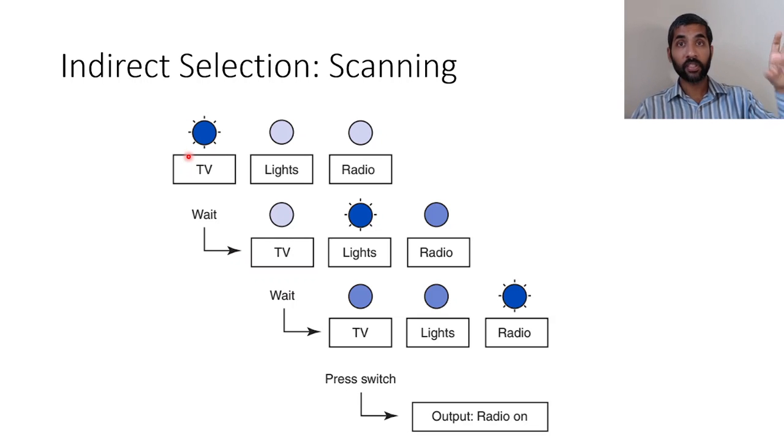And if you press the switch, the TV will be on. But if you don't, after some time, the lights switch goes on. After some time, the radio goes on. If you press when we are in this state, the TV gets on. When you press in this state, the lights go on. When you press in this state, the radio goes on. So can you see how, using one switch, you can make a selection in your selection set? You can make an indirect selection. This is called scanning.